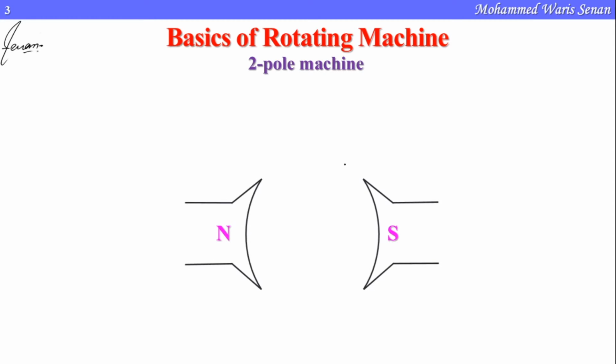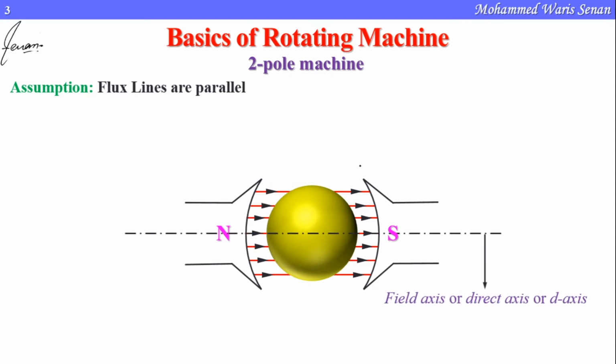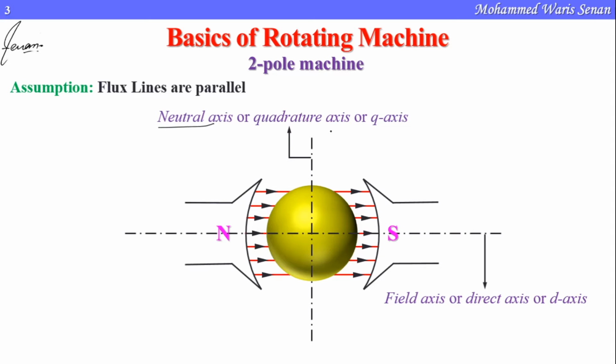This is the two-pole, north pole and south pole, stator poles, and this is the rotor. Since we have assumed that the flux lines are parallel, we draw these flux lines like this, exiting the north pole and entering the south pole. Let us define two axes related to the rotating machine. The first one is called the field axis or direct axis or D-axis. This axis is parallel to the field lines. Another axis which is perpendicular to this field axis is called the neutral axis or Q-axis or quadrature axis.